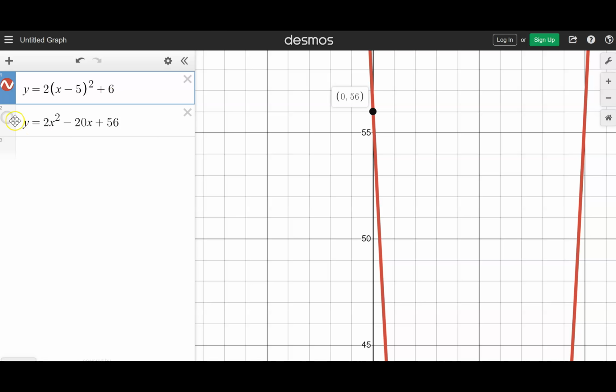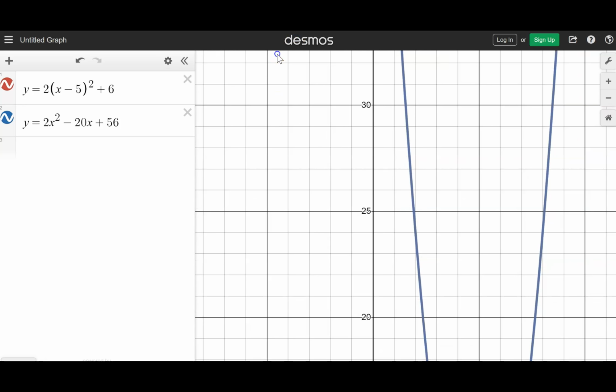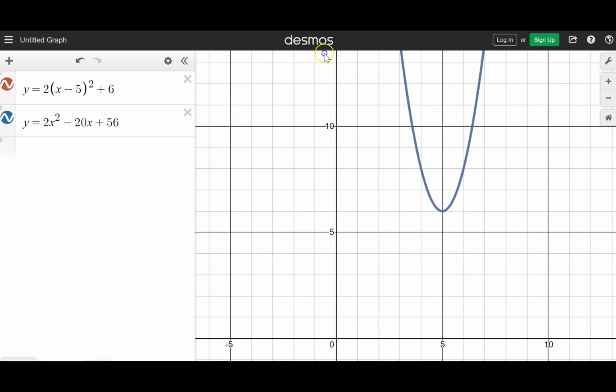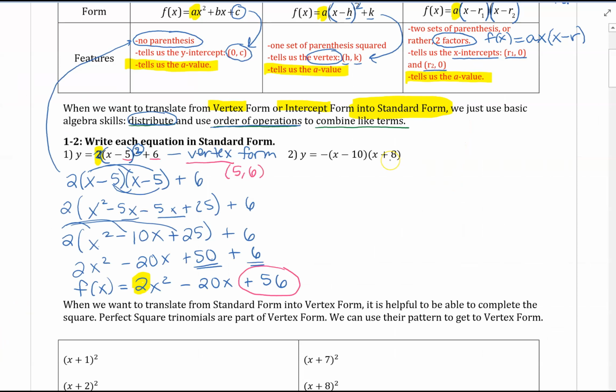The point is, even though these equations look different, they are referring to the exact same parabola. They're just highlighting different parts of the parabola. So the vertex form highlighted the vertex. The standard form highlighted the y-intercept, but they are basically the same equation for the same parabola, just written in different forms. So why don't you guys try going from intercept form, that's this one, into standard form.